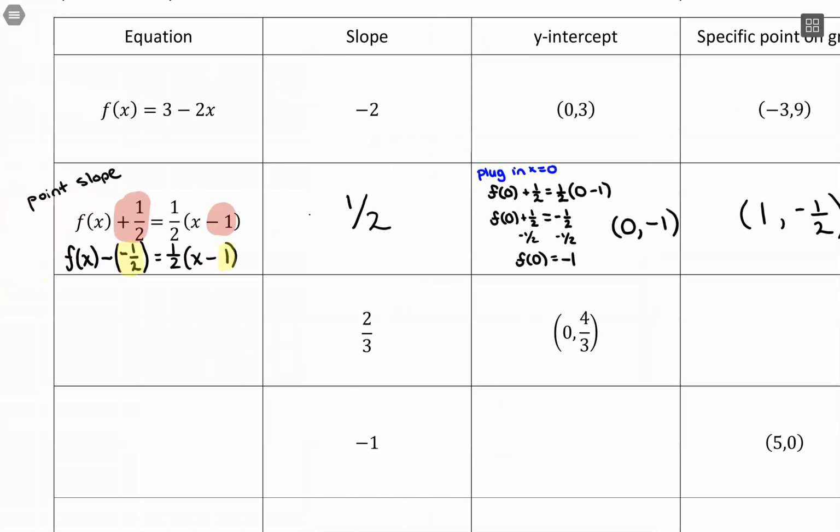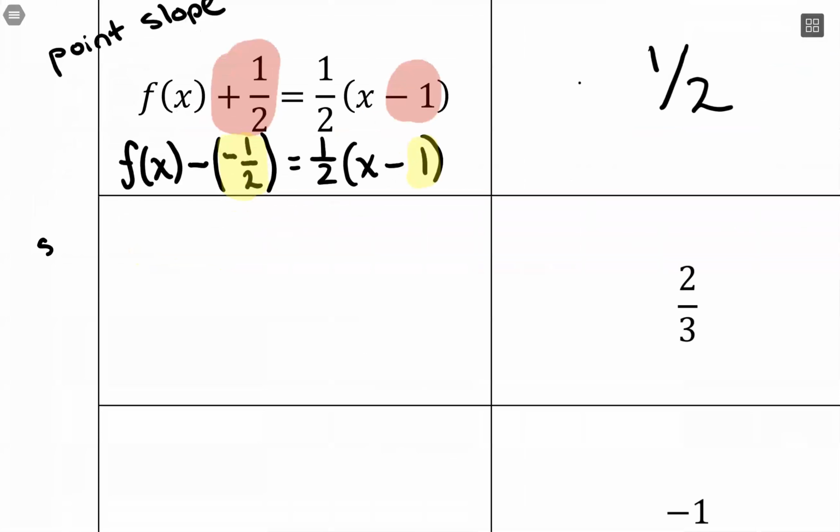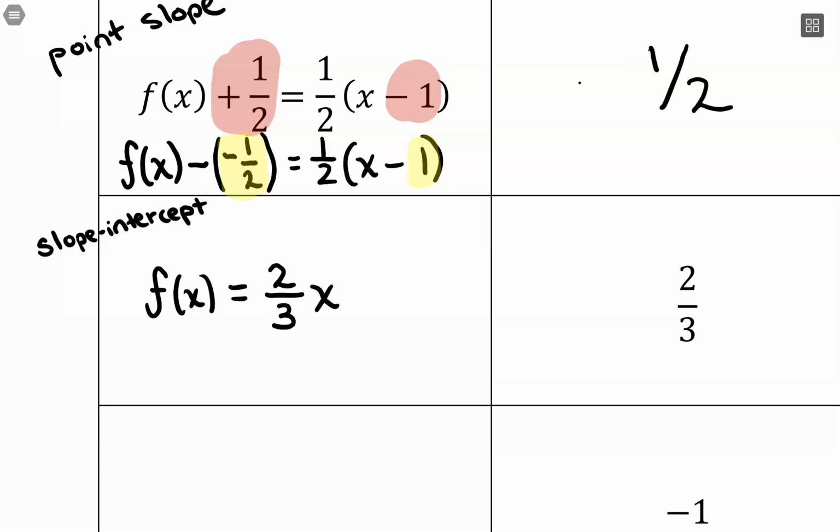So that's how we can fill in the different pieces if we're given point slope. In this next one, we're given the slope and we're given the y-intercept. So I'm going to go ahead and start with the equation part because I can easily write out the slope-intercept form. So f of x equals, and I'm going to take my slope of 2/3 and then times x, and then our y-intercept is a positive 4/3, so plus 4/3.